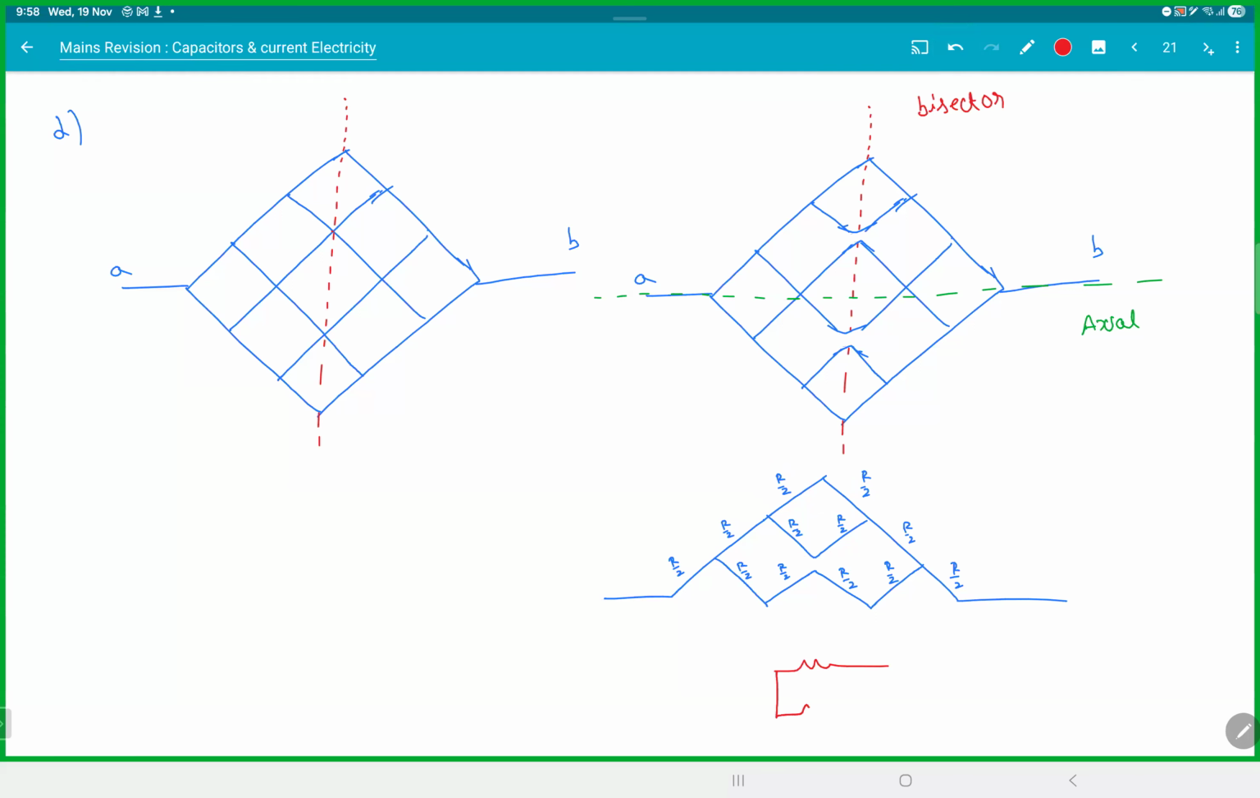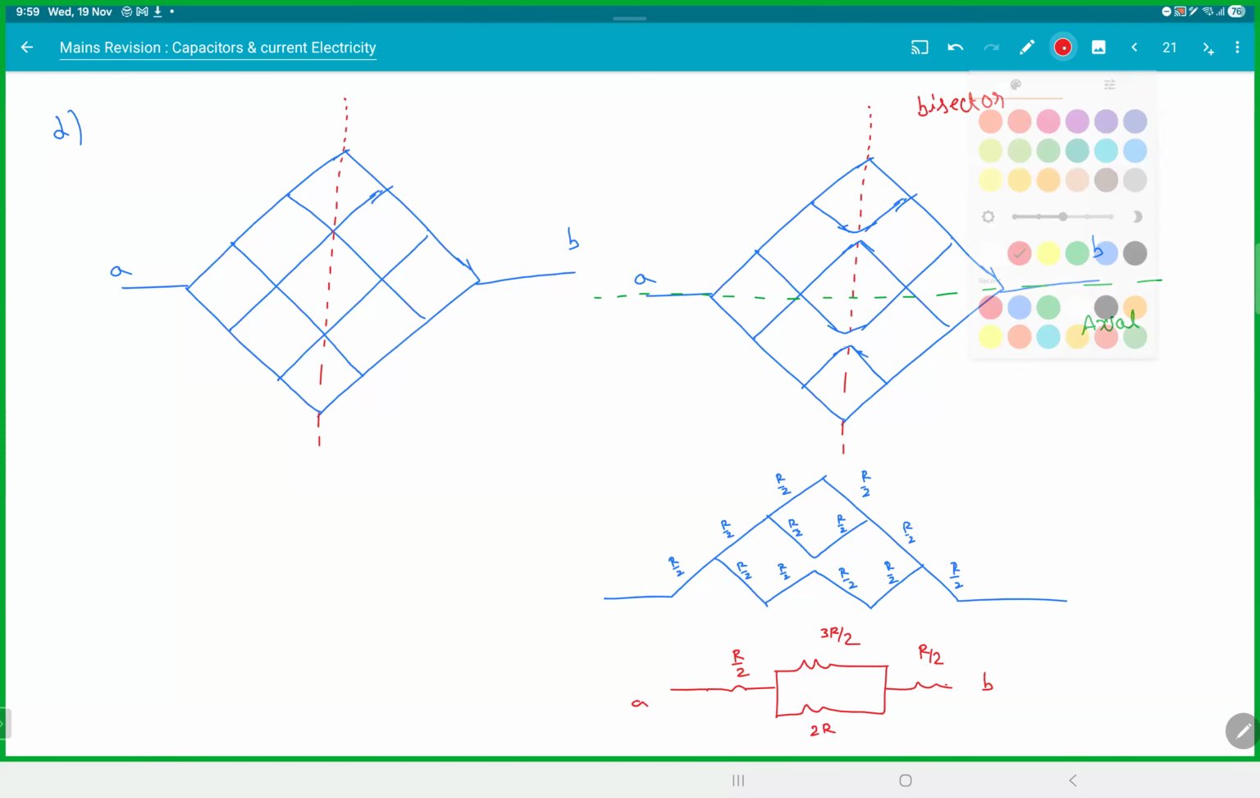So it will look like this. R by 2, 3R by 2. This is 2R and this is R by 2. Then you can solve this. I'll leave it to you. Clear with this? If you simplify, this is how it looks. Symmetries, check it out.